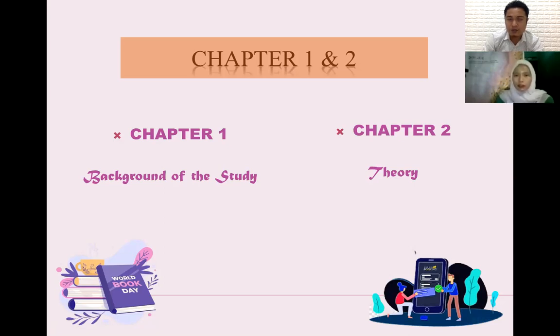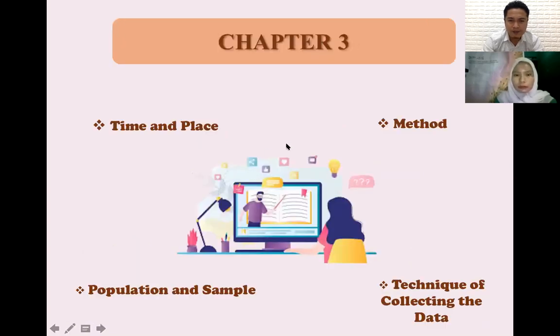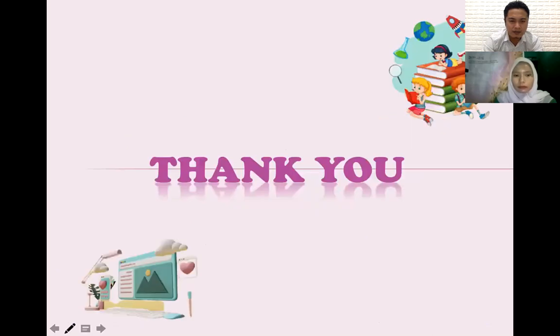Okay, and then for chapter 2, you just try to mention several opinions from several experts. It should be more relevant if you also mention your position based on the expert opinions. So from several opinions, make your own perspective about each term for your research. Okay, and the next one, chapter 3: time and place, method, population and sample, technique of collecting the data. I guess this will be okay.